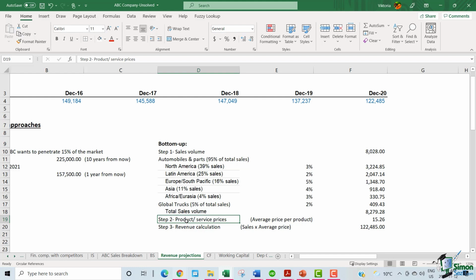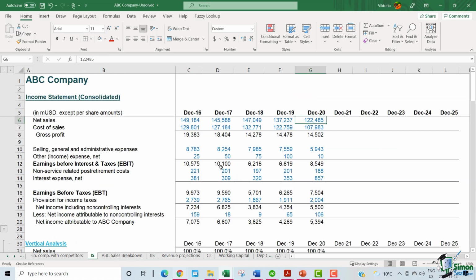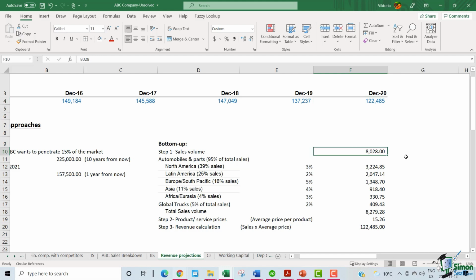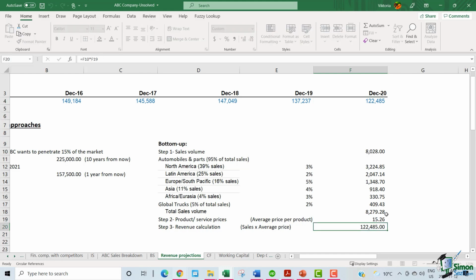Now we spoke to the vice president of pricing at ABC, and we were informed that the average price per product should be in line with what we had in 2020. So how do we calculate the average price per product in 2020? We need to see what the net sales were in 2020 and divide it by the sales volume in 2020. So we know that the net sales are $122,485, which you can also get from the income statement over here. And we divide this figure by the sales volume of 8,028 to arrive at $15.26 as the average price per product.